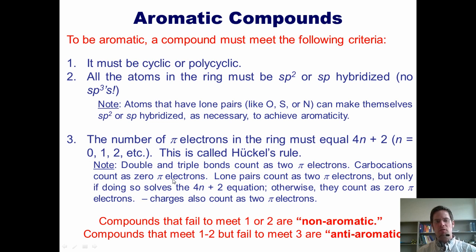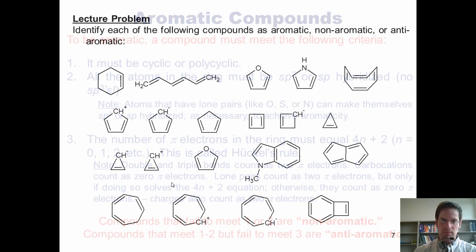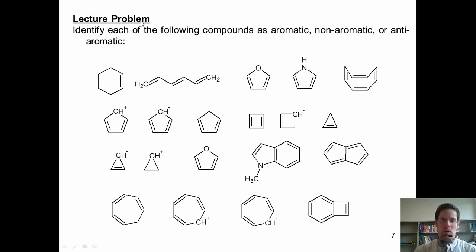Now, compounds that fail to meet 1 or 2 are called non-aromatic. Compounds that meet 1 and 2 but fail to meet 3 are called anti-aromatic. So here are some great lecture problems. Identify each of the following compounds as aromatic, non-aromatic, or anti-aromatic. I will let you do these on your own.